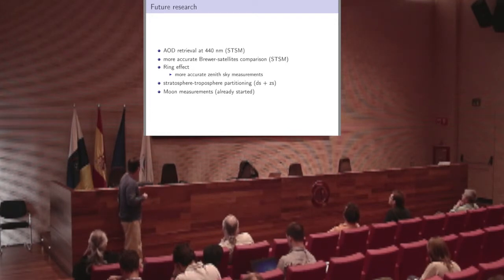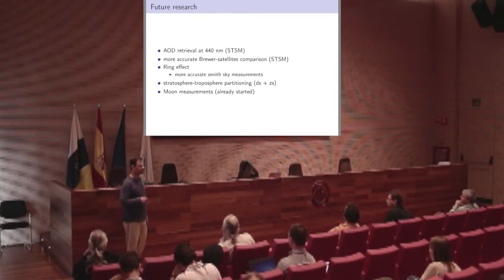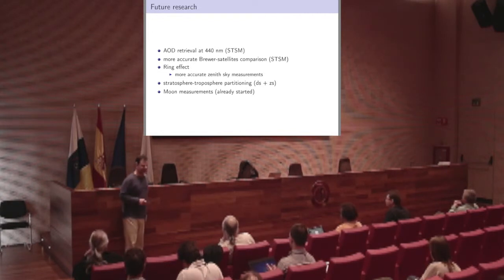Stratosphere and troposphere partitioning using nearly simultaneous direct sun and zenith sky measurements. And of course, moon measurements in the visible could be a nice try, and it would be quite interesting to see the evolution of the nitrogen dioxide without the photochemistry. Thank you.